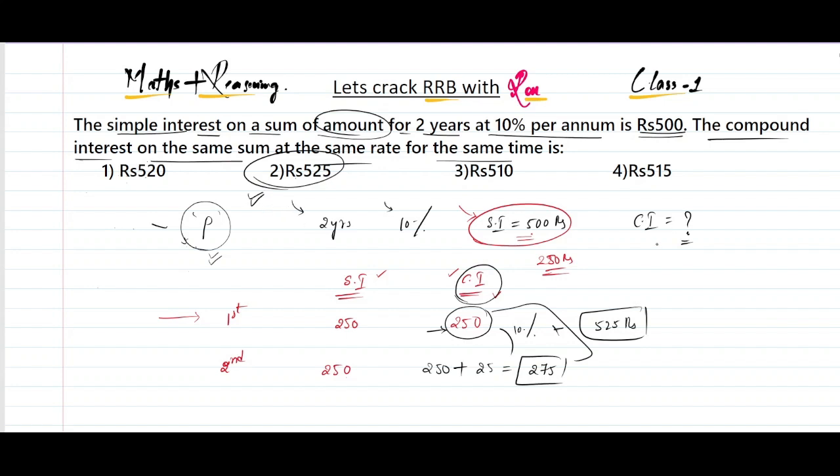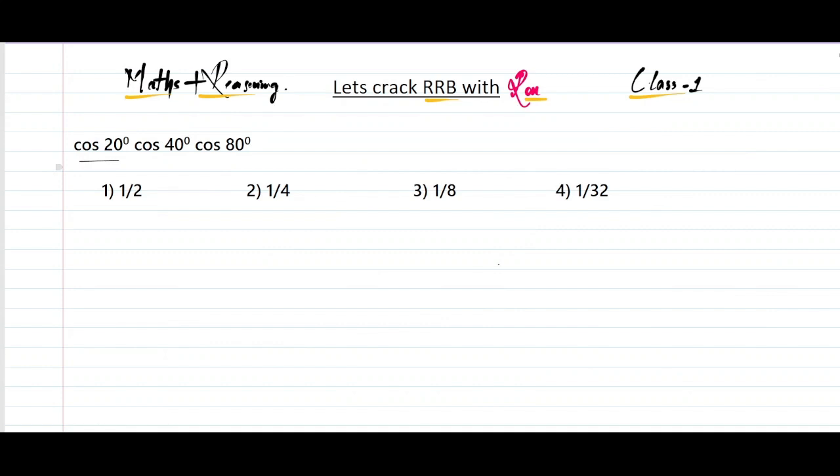Okay, next question. See this question, cos 20 degrees multiplied with cos 40 degrees multiplied with cos 80 degrees. If you observe the problem, I can write this same problem like this, right? cos 20 degrees multiplied with cos, for 40 I'll write 60 minus 20 degrees, similarly multiplied with cos, for 80 I'll write 60 plus 20. Same question, right? So when a problem is in this format, we have a formula.